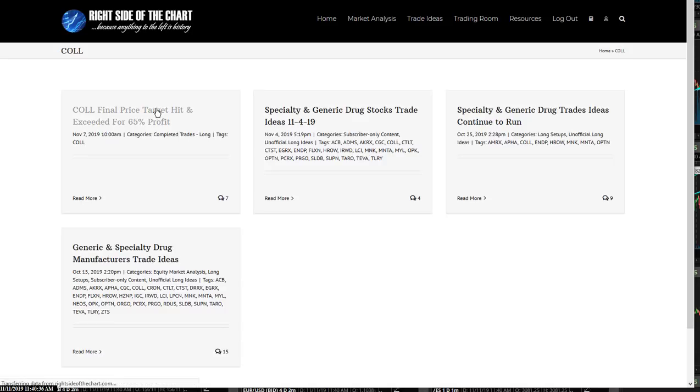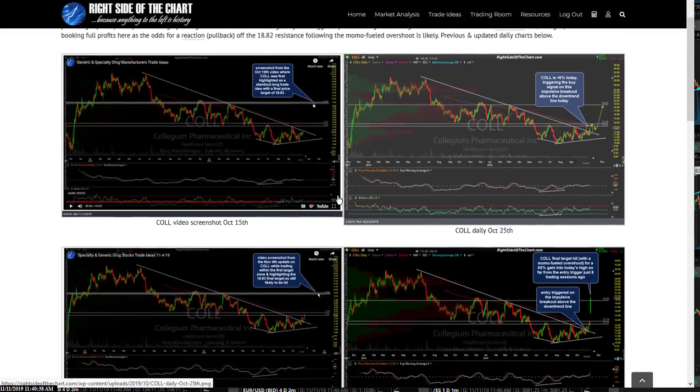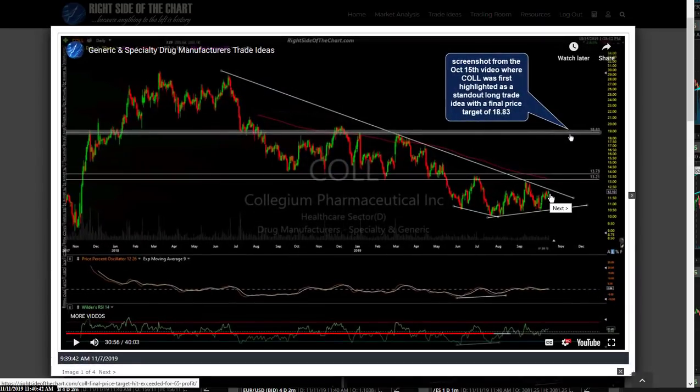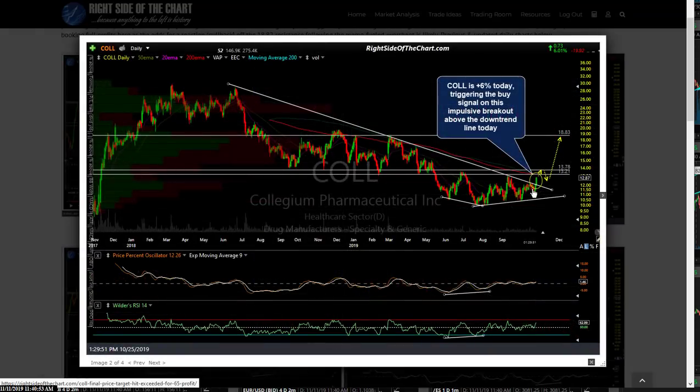Coal is a perfect example of that. That was one of the stocks highlighted in that video. This was the screenshot from that video, and at that point I said the objective buy signal, or objective entry, would be either a break above this trend line or a pullback to the bottom of the triangle pattern. That's what I highlighted, and then it went on to break out, so that was your objective entry.